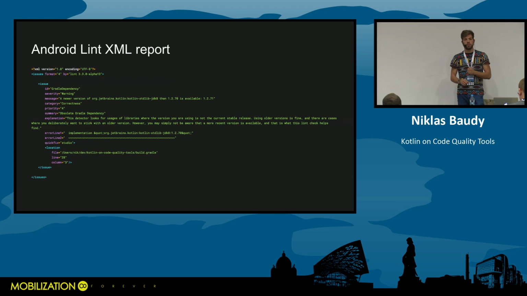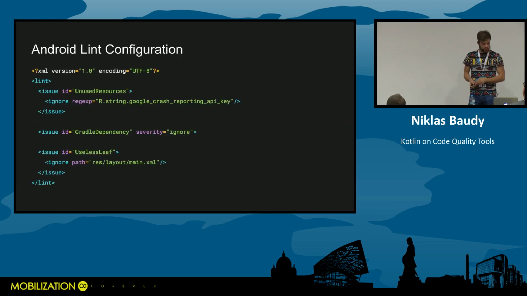Now for the CI, you would be using something like an XML report that can be parsed by one of the tools. TeamCity and Jenkins have Lint plugins, and they usually just take the XML output and parse it, and you can say, okay, we want to fail this build if there's a certain threshold, or we just want to get nice reporting on CI.